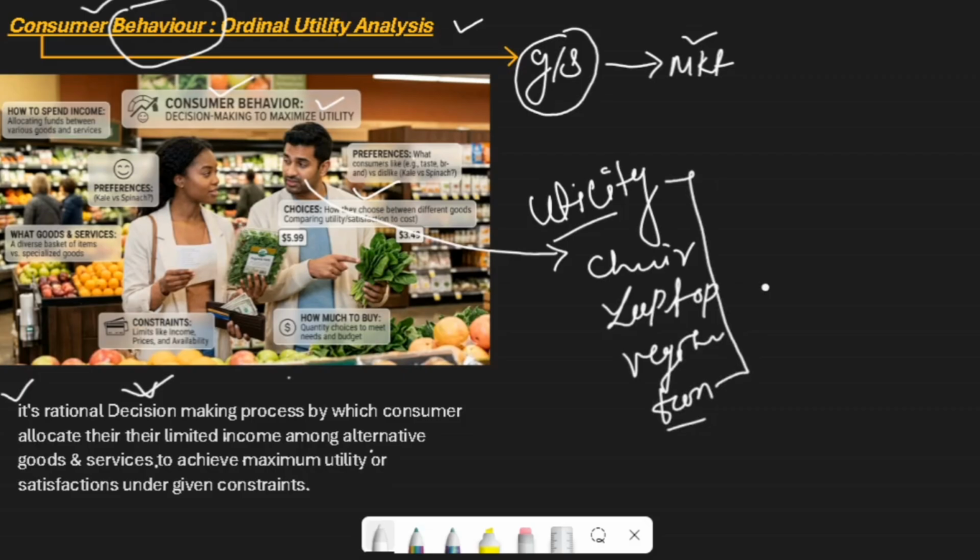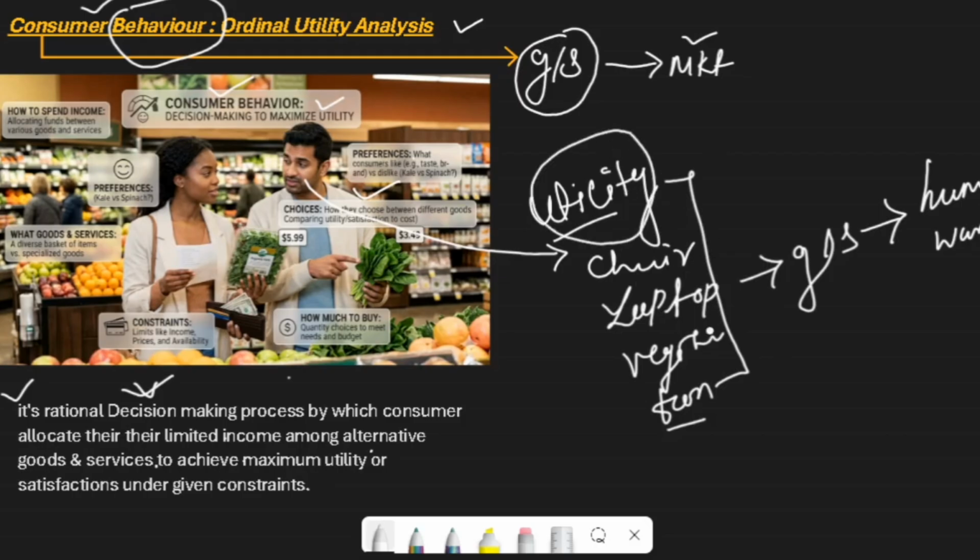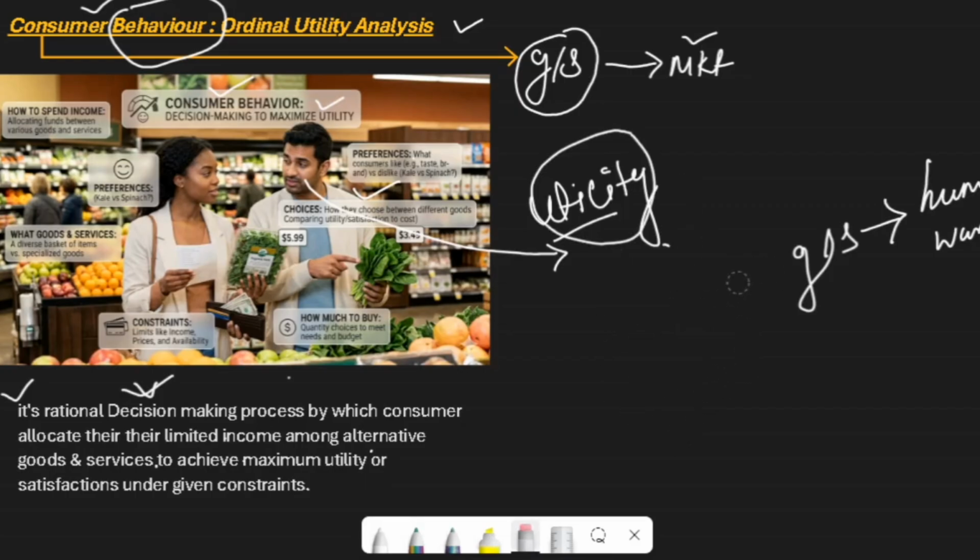We purchase all the goods and services because they possess the capacity to satisfy human wants. That means we purchase the goods and services because each good and service has a unique utility value. So what is utility? The goods and services are purchased by the consumer because they have utility value.